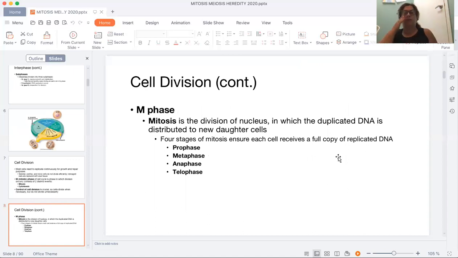Okay, so there's different phases of the cell division. We're going to go to each of those in depth. So each phase has a different distinct characteristic. And if we were looking at it under a microscope, you can actually tell what phase of mitosis a cell is in. And the reason we have these different phases is to ensure that we're getting a full copy of replicated DNA. Hopefully no mutations and no duplications or anything like that.